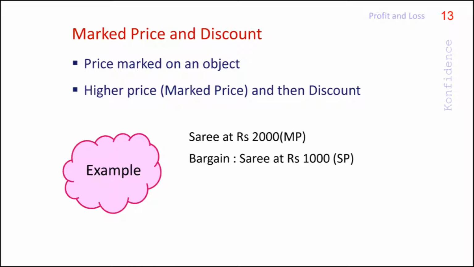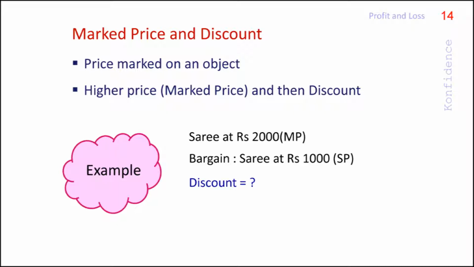What is the role we are taking in this context? We are the customers, not businessmen. The businessman is the shopkeeper. So what is 1000 for him? It is his selling price, the selling price of the transaction. 2000 is the marked price of the business.